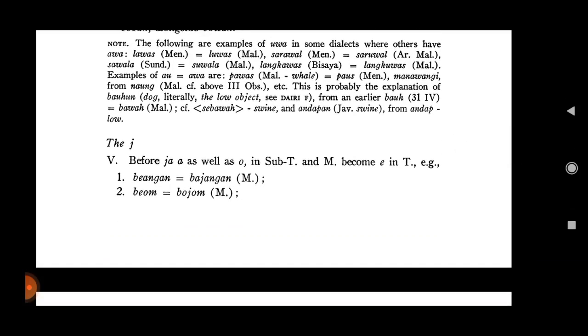Note, the following are examples of Uwa in some dialects, where others have Lawas meant. Luwas Malay, Sarawal Malay, Sarawal Arab Malay, Salawa Sunda, Suwala Malay, Langkawas Bisaya, Langkawas Malay. Examples of Awa are Pawas Malay, Wali, Paus Mentawai, Manawangi. Malay, compare above 3, etc.